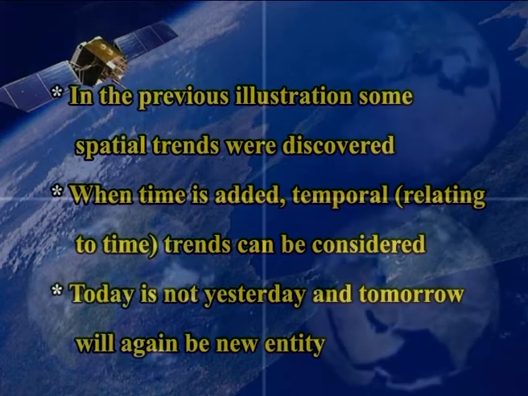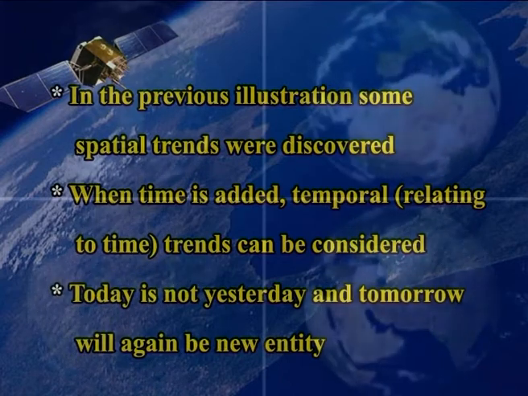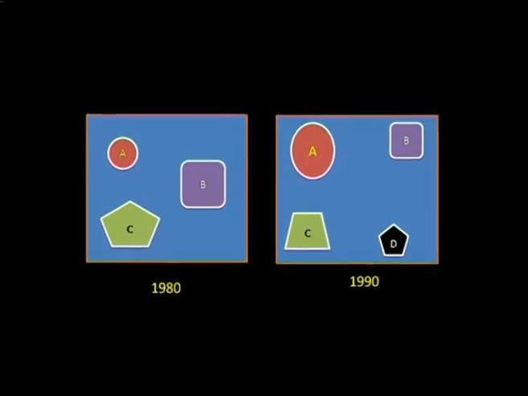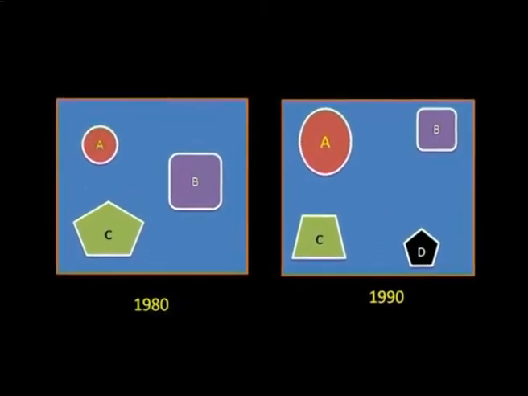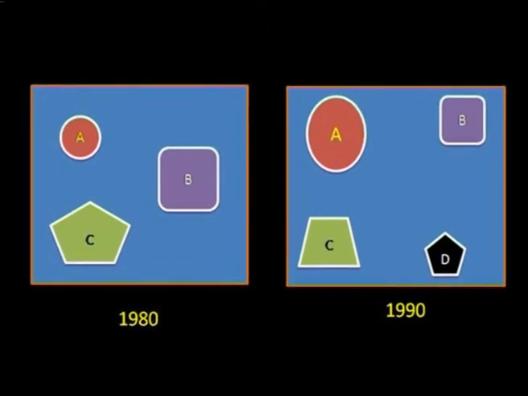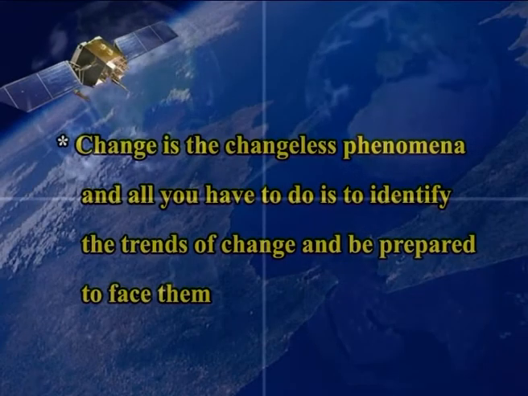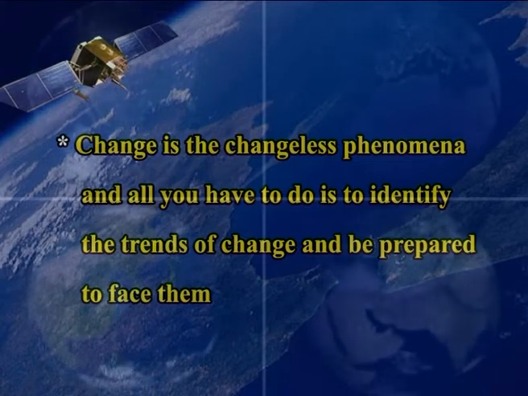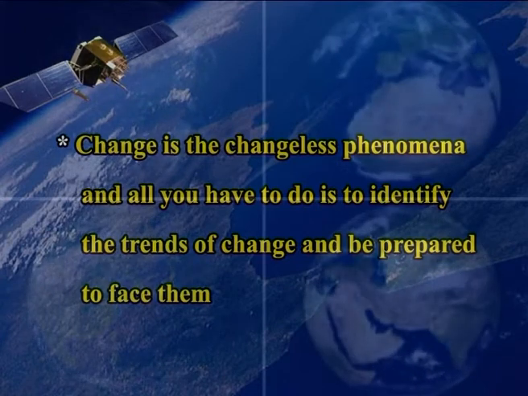Today is not yesterday and tomorrow will again be a new entity. If something changes in a predictable manner in a given amount of time, it might change in a similar way in another identical time increment, or in other words, the linearity of a feature. In the illustration, two landscapes are viewed over a 10-year period, 1980 to 1990. Change is the changeless phenomenon, and all you have to do is identify the trends of change and be prepared to face them. GIS can reveal, guide and plan for the future.